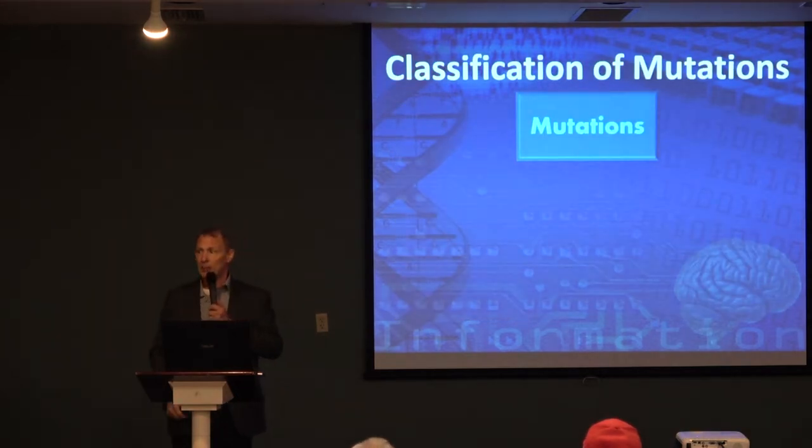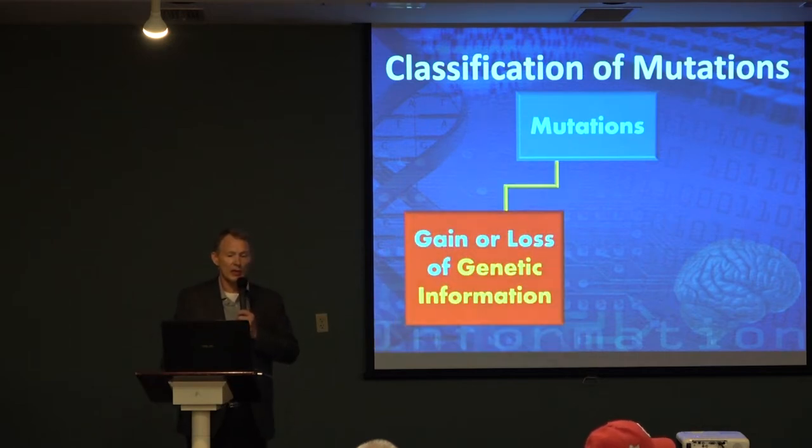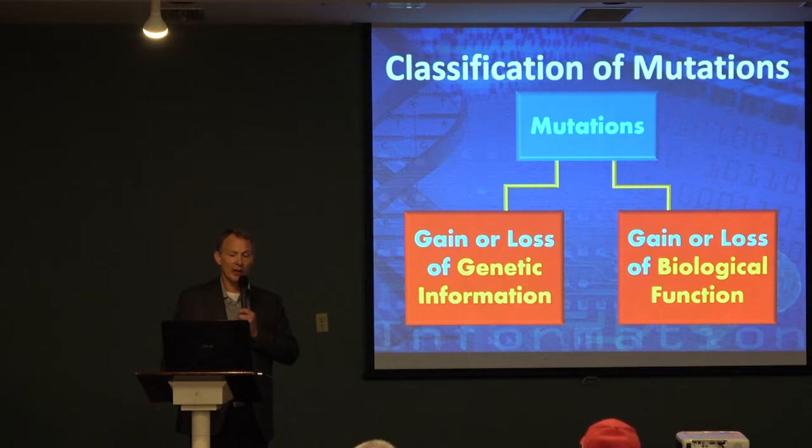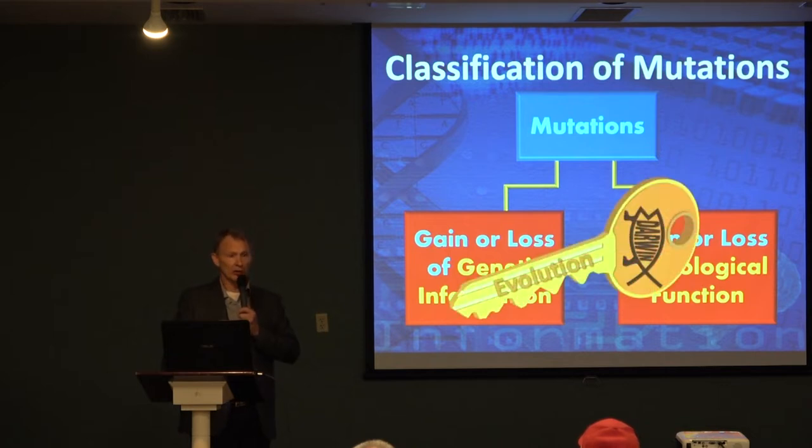Now, mutations can be classified into two major categories. The first category is those that either cause a gain or a loss in genetic information. The next category is those that cause either a gain or loss in biological function. Now, the key to evolution, you must have both an increase in genetic information as well as an increase in biological function. If you don't, you can't have evolution. And we're going to look at all the various possibilities that come up here.